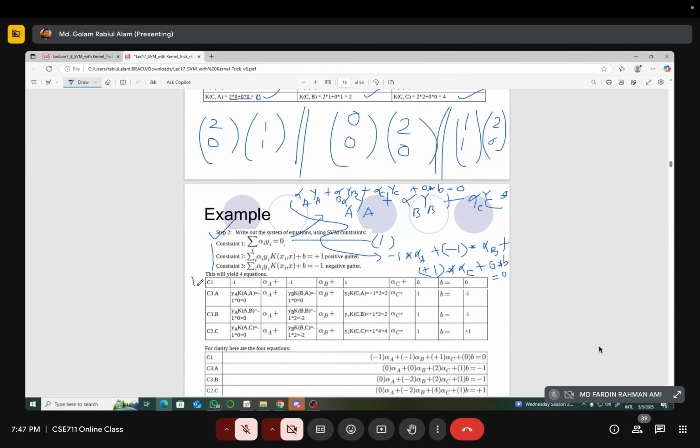Okay, in our C1, that is the constant 1 or equation 1, we have written this. So negative 1 alpha A plus negative 1 alpha B plus positive 1 alpha C plus 0 B equal 0. So this is our C1, that is constant 1. From the constant 1, we can write this equation.